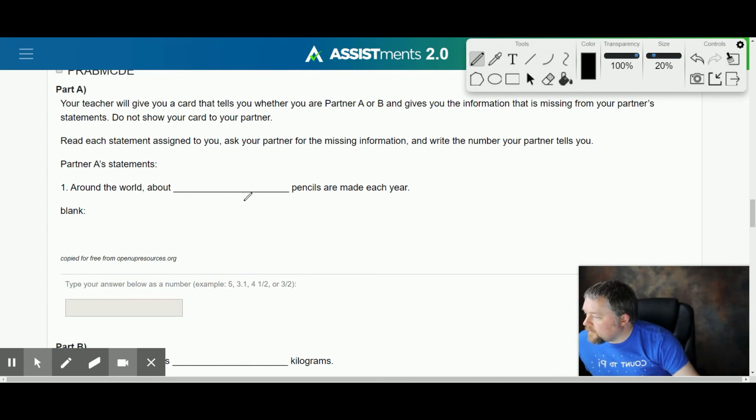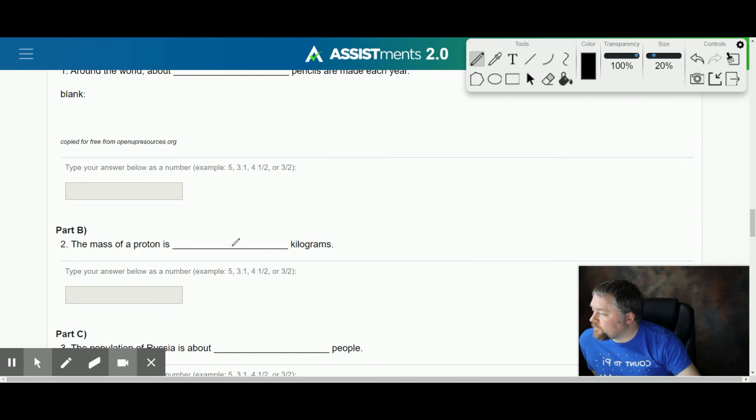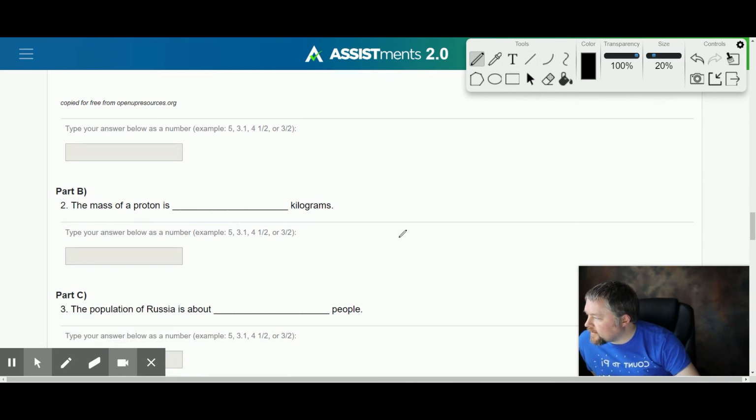Quick view of these. Around the world, about blank pencils are made each year. You could also Google that pretty easily. Mass of a proton is blank kilograms.